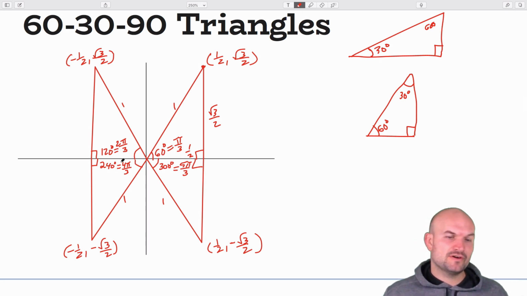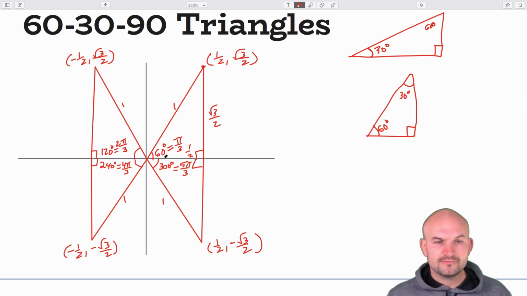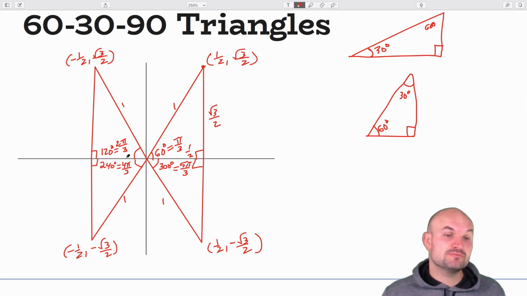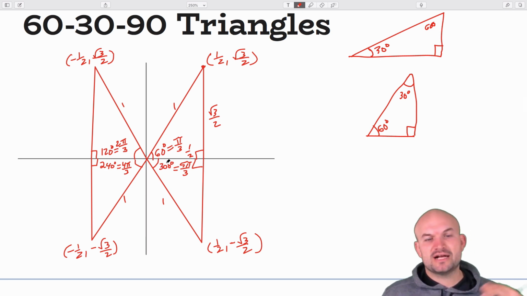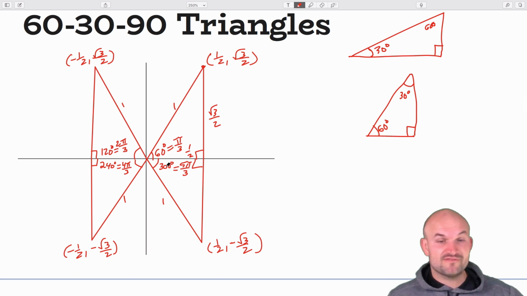So again, if halfway is 180, subtract 60, you get 120. Add 60, you get 240. Halfway around a circle is 3 pi over 3. Subtract pi over 3, you get 2 pi over 3. Add pi over 3, you get 4 pi over 3. All the way around the circle is 360. Subtract 60, you get 300 degrees. Subtract pi over 3, you get 5 pi over 3.